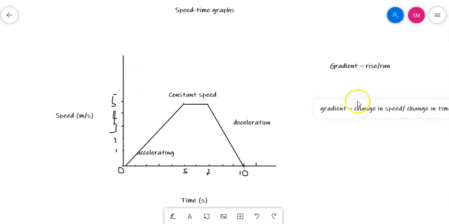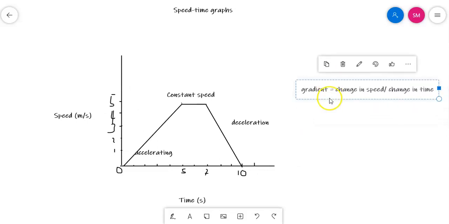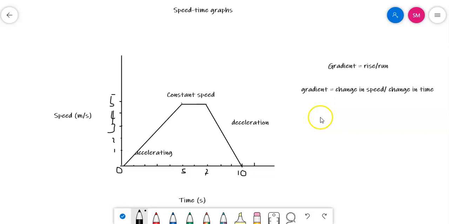And that is the acceleration. So it's just the same formula as what we had used before. So acceleration equals the change in speed or velocity divided by change in time. So during these first 5 seconds here, what is the acceleration of this object?